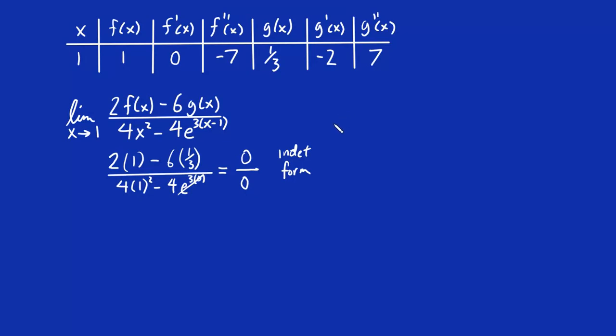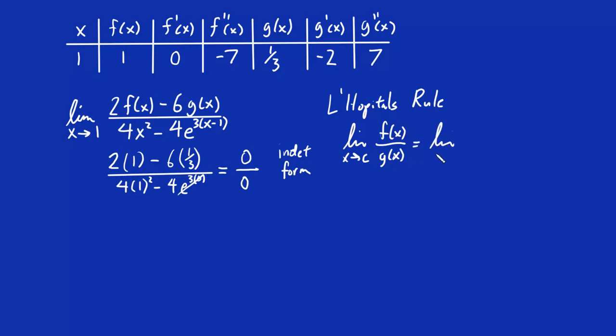When we have something in indeterminate form, we can use L'Hopital's rule. L'Hopital's rule states that the limit as x approaches c of some function f over some function g is equal to the limit as x approaches c of f prime of x over g prime of x. Again, you can only apply this if your result ends up in the indeterminate form, which we have here. So we can go ahead and apply it.